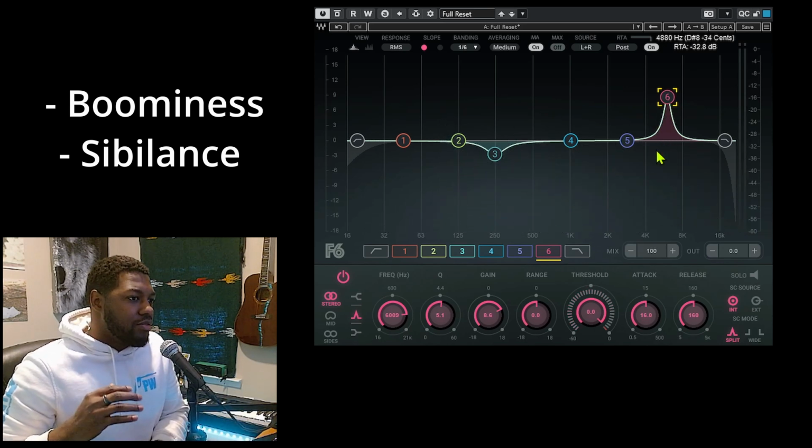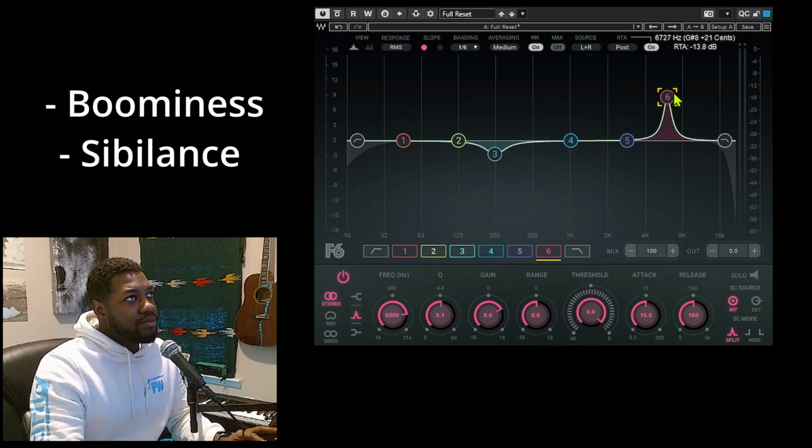Yeah, so that's more of airiness. That actual sharpness is in that 4,500 range.